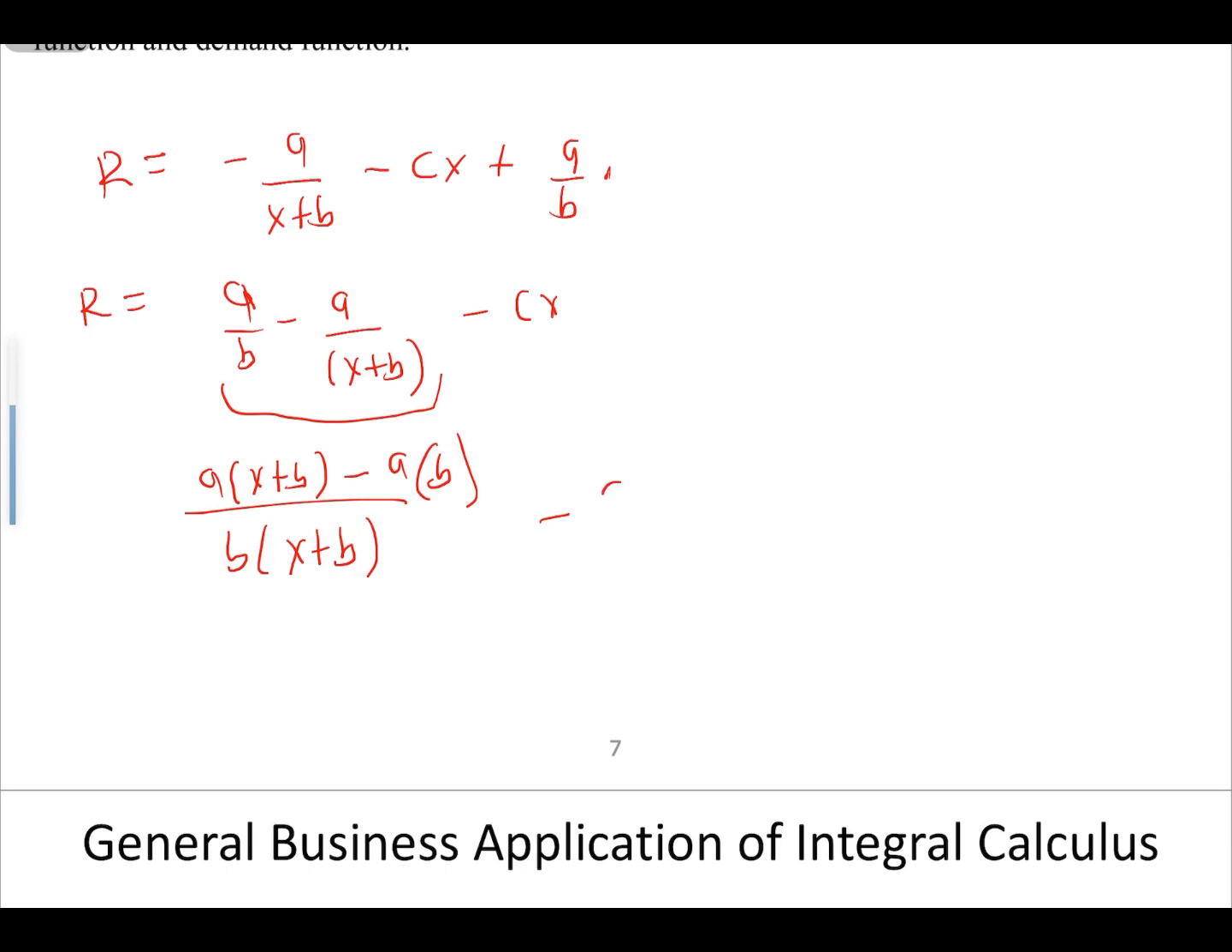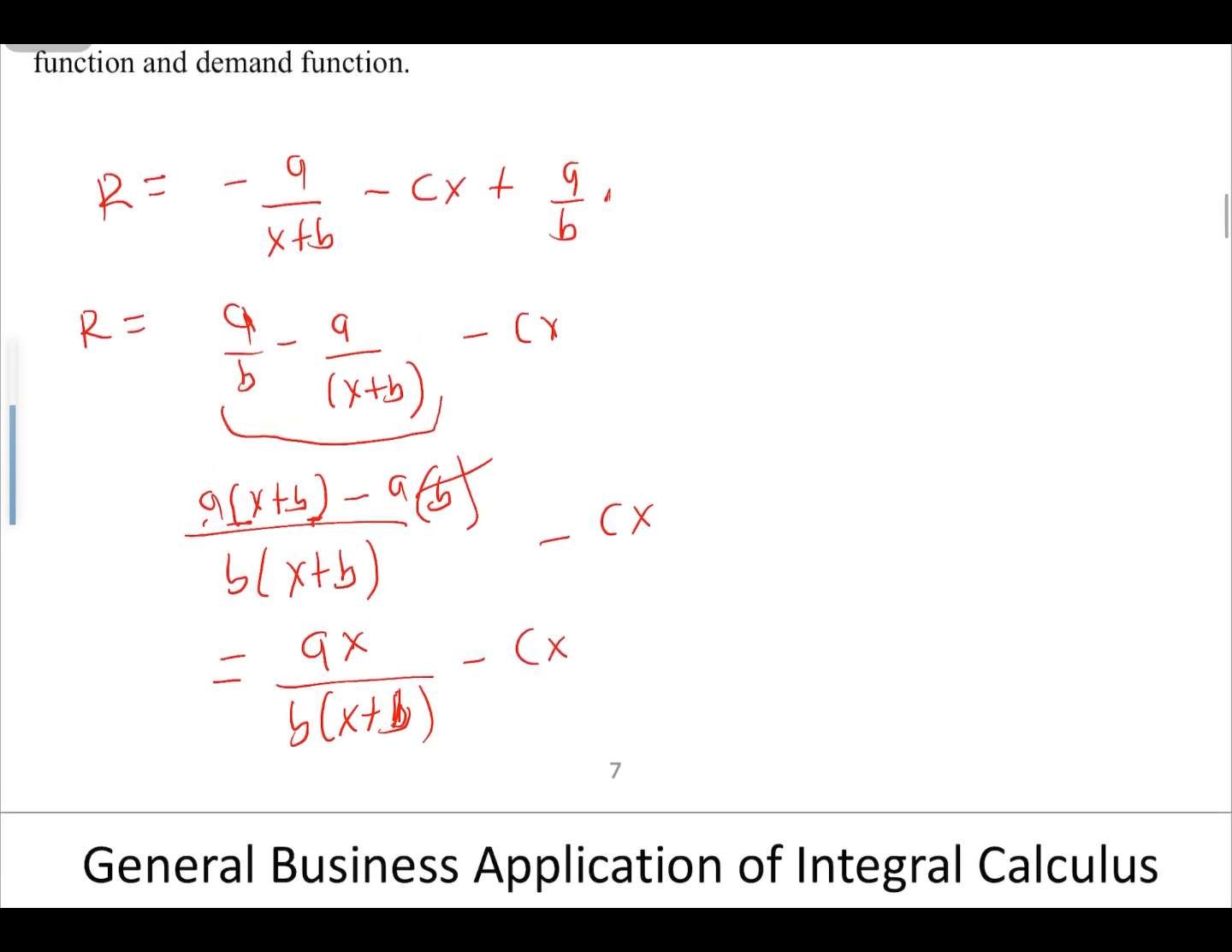So don't forget that minus cx here, and then at the end of the day, when you simplify the top here, we have ax here, we have ab here, and then ab here. So ab here will cancel this ab, that will appear here. So now we are going to get ax over b into bracket x plus b, x plus b minus cx.